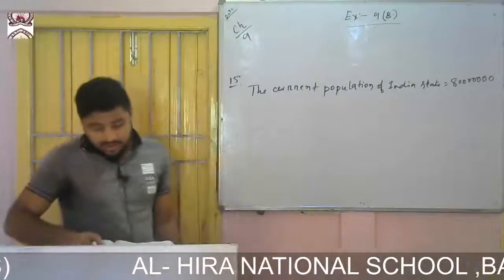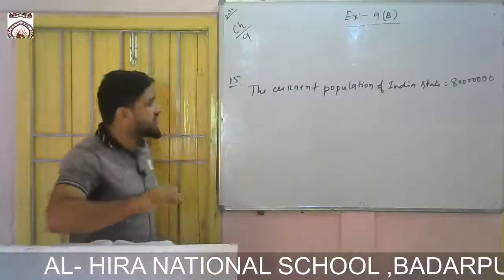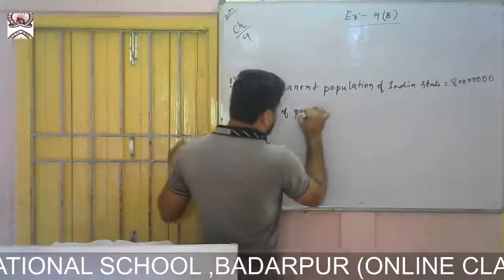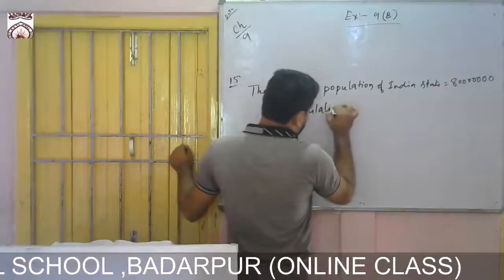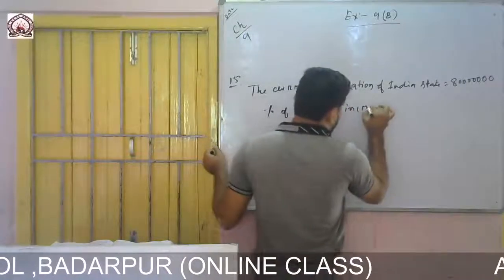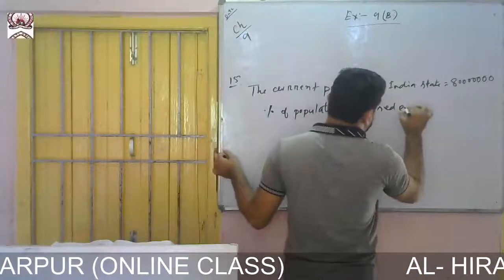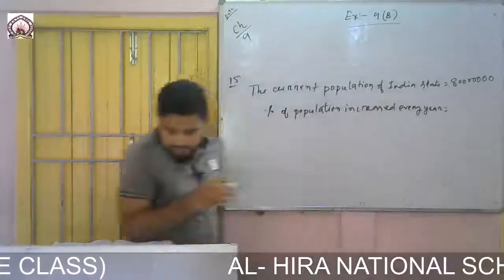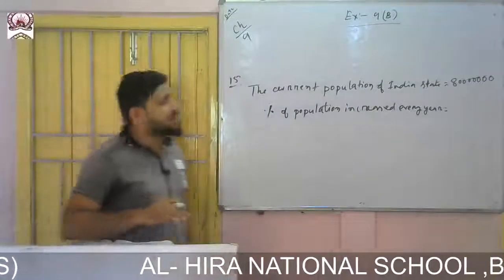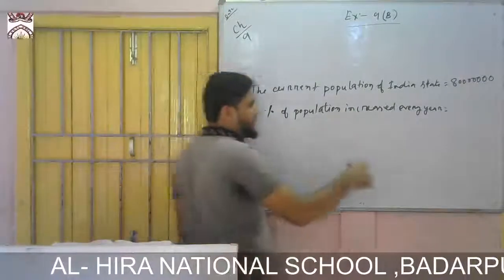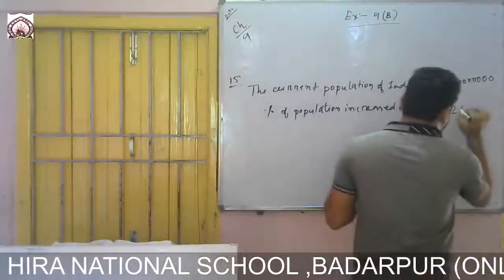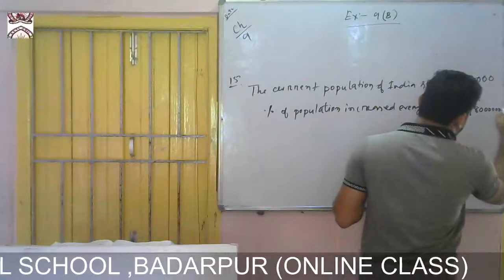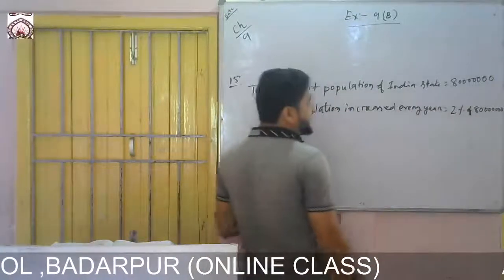Okay. Now percentage of population increased every year. How much is given? 2% of the total. That means 2% of 8 crore. Okay, 2% of 8 crore.